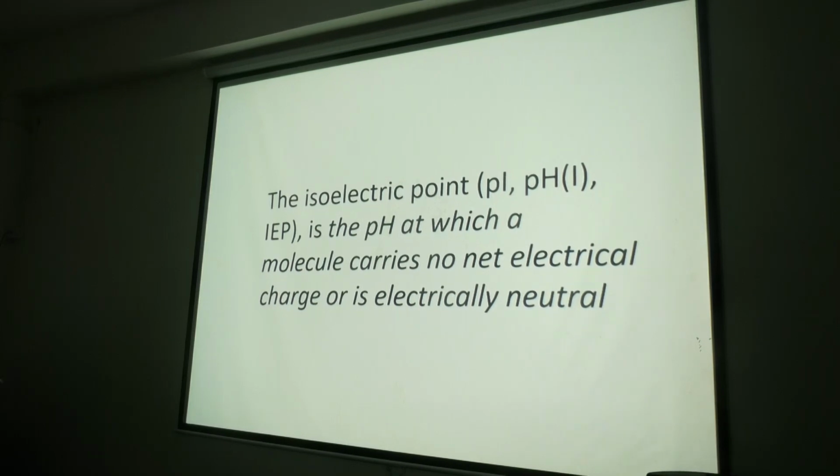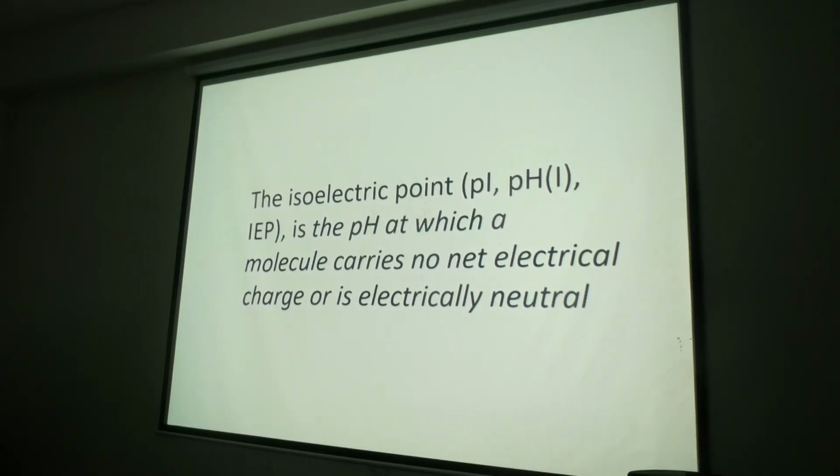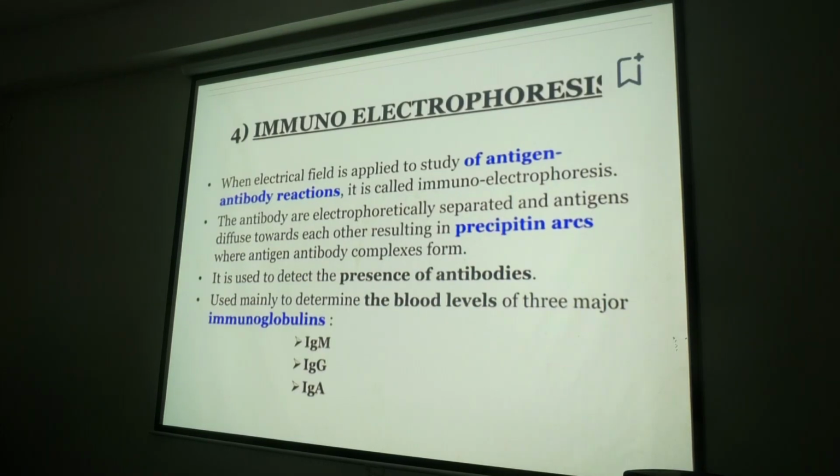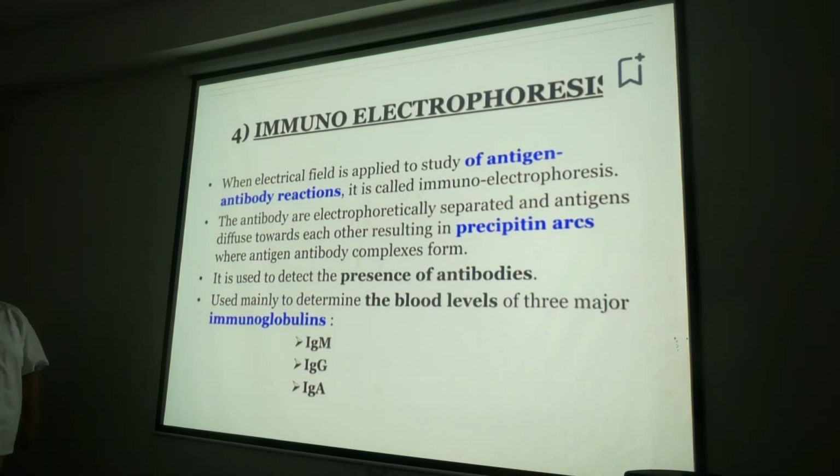Isoelectric point is the pH at which the molecule carries no net electric charge or is electrically neutral. Okay. Now the next is immunoelectrophoresis. The name suggests immuno means antigen antibody reaction. Here the electric field is applied to the study of antigen antibody reactions.